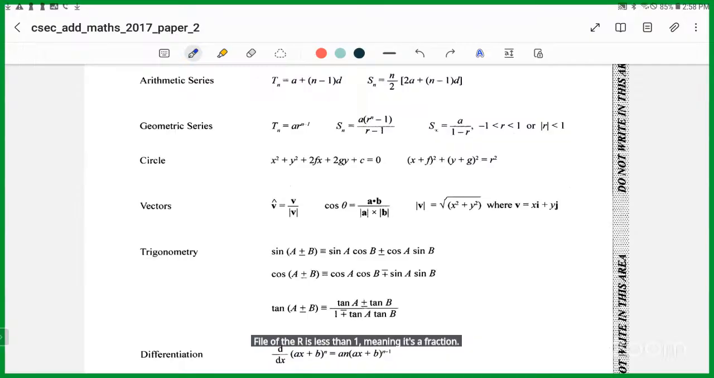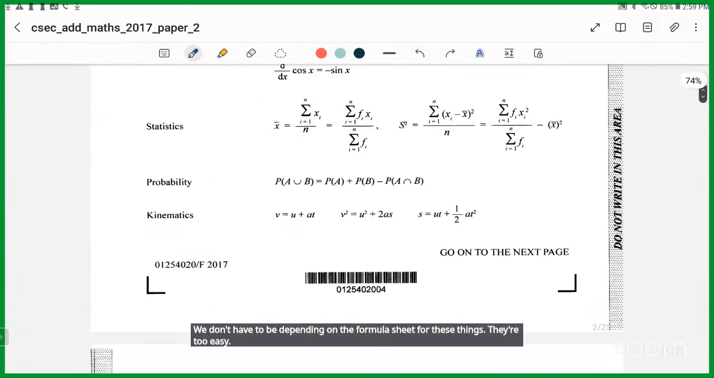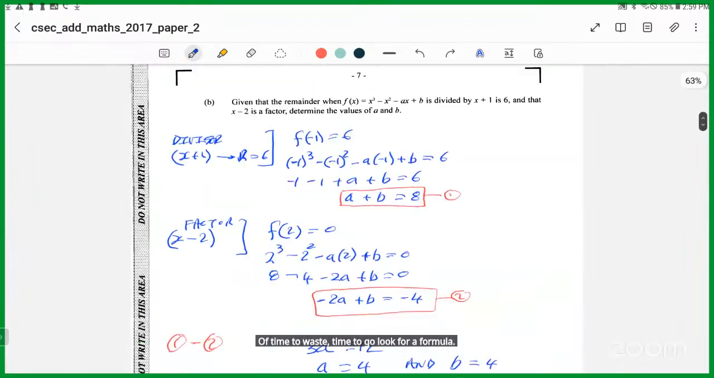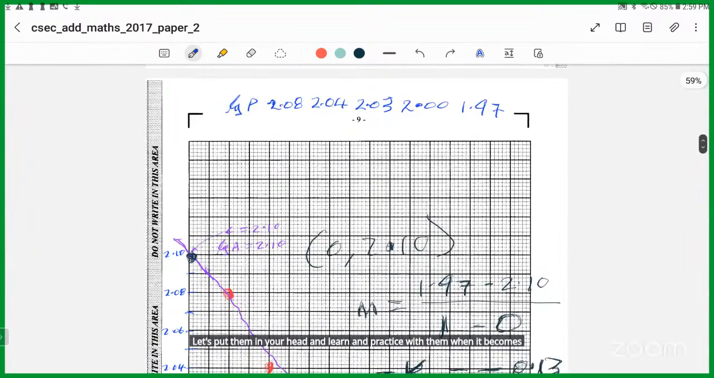So they give that for a GP, and they also give the nth term for an AP and the sum to n terms for an AP. We don't have to be depending on the formula sheet for these things. They're too easy. Put them in your head. No time to waste looking for a formula. Just put them in your head and learn it. Practice with them and they become second nature to you.